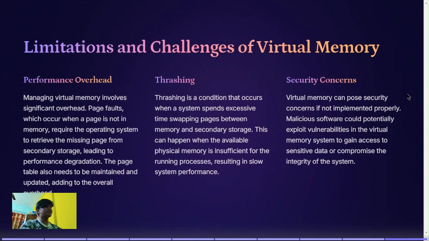Thrashing is a condition that occurs when a system spends excessive time swapping pages between memory and secondary storage. This can happen when the available physical memory is insufficient for the running processes, resulting in slow system performance. Security concerns. Virtual memory can pose security concerns if not implemented properly. Malicious software could potentially exploit vulnerabilities in the virtual memory system to gain access to sensitive data or compromise the integrity of the system.